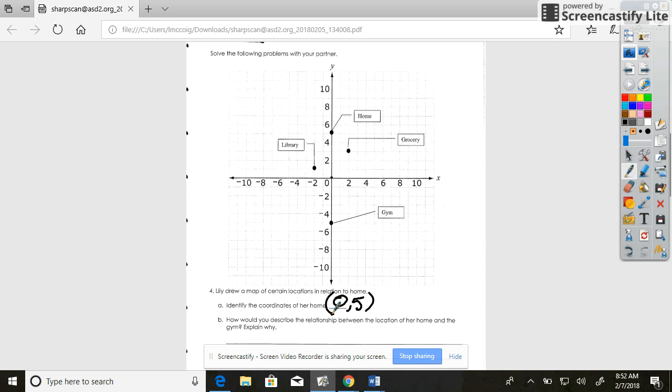And how would you describe the relationship between the location of her home and the gym? So here's home. Here's the gym. All that happened was home was reflected over the x-axis, because the gym was 0, -5. So it was the same distance from 0 on both sides of our graph. So we know it was just reflected.